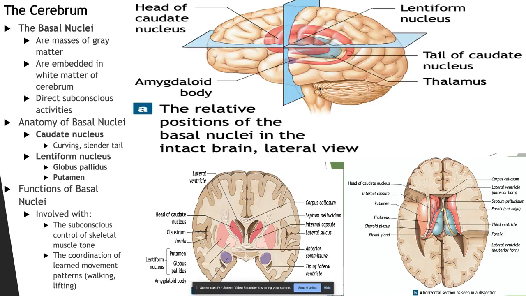So, some of the functions of the basal nuclei. The basal nuclei are involved with the subconscious control of skeletal muscle tone and the coordination of learned movement patterns. Under normal conditions, these nuclei do not initiate particular movements. But once a movement is underway, the basal nuclei provide the general pattern and rhythm, especially for movements of the trunk and proximal limb muscles. For example, when you walk, the basal nuclei control the cycles of arm and thigh movements that occur between the time you decide to start walking and the time you give the stop order.